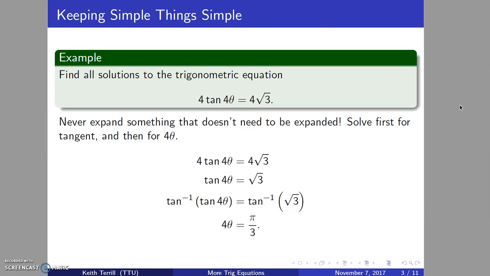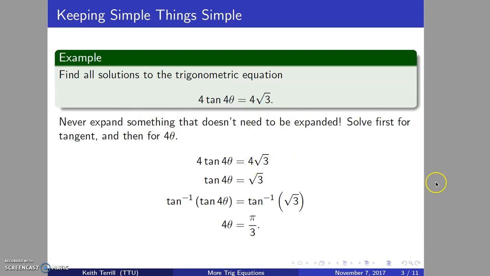You see, we don't have to. We don't always have to use trigonometric identities or formulas when we don't have to. We can just be smart about things, keep simple things simple, and take things in stride. So something like this, I don't need to reduce this down to tangent of theta. I can just solve for tangent of 4 theta, and then solve for 4 theta, and then finally solve for theta.